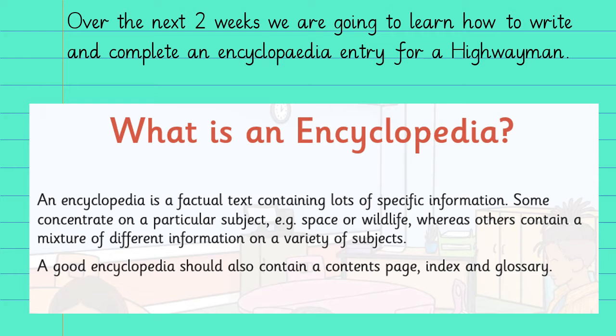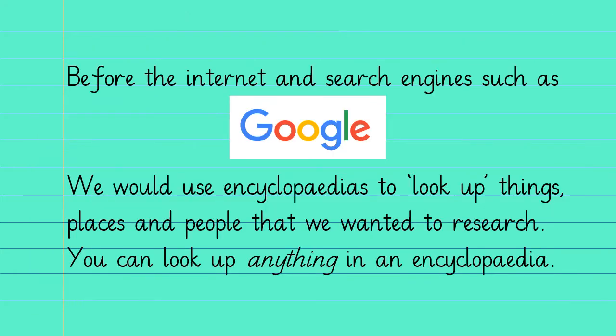Now an encyclopedia is a factual text containing lots of specific information. Some concentrate on a particular subject, for example space or wildlife, whereas others contain a mixture of different information on a variety of subjects. A good encyclopedia should also contain a context page, an index and a glossary. A long time ago, before the internet and search engines such as Google, we would use encyclopedias to look up things, places and people that we wanted to research, and you can look up anything in an encyclopedia, pretty much the same way you can Google anything on the internet.